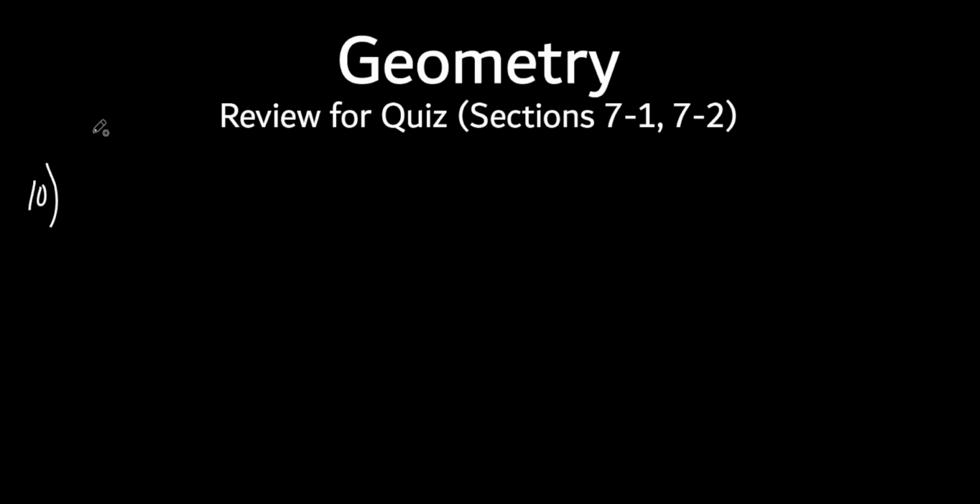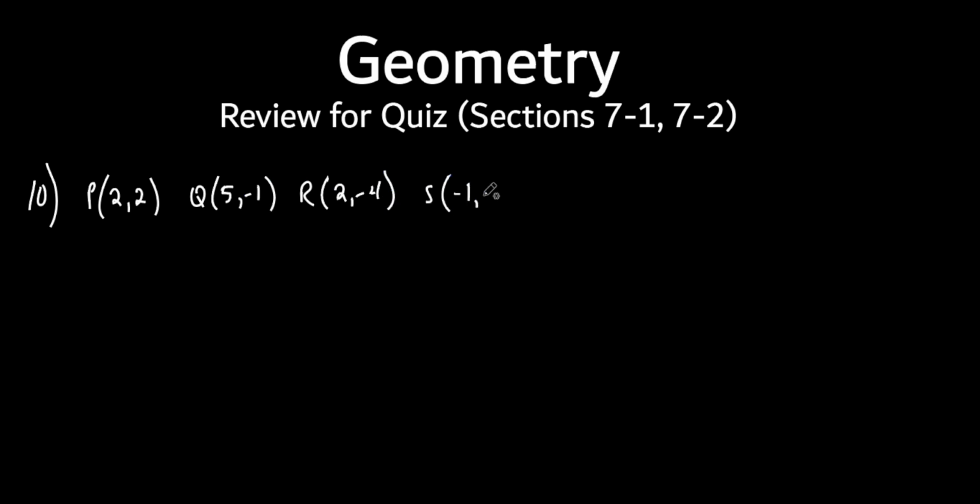So you asked about number 23, correct? So read them off to me so I don't have to keep looking at my book. What is it? P is 2, 2. 5, negative 1. 2, negative 4. Negative 1, negative 1. Okay. All right. Go ahead.